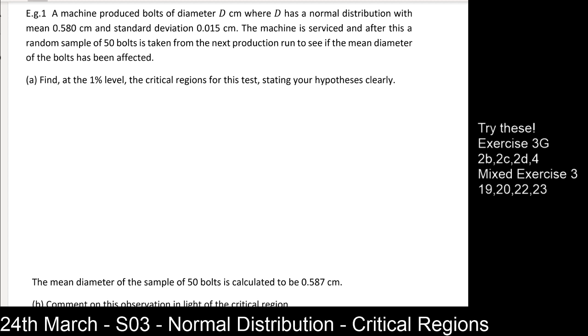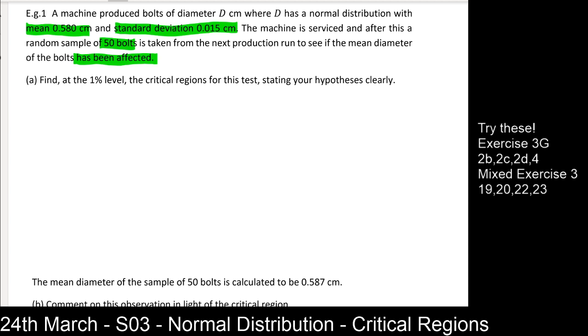So in this example, we've got a mean of 0.580 and a standard deviation of 0.015. Okay, in the questions, you should always be given the standard deviation for these hypothesis tests. The machine is serviced and a random sample of 50 bolts is taken from the next production run to see if the mean diameter of the bolts has been affected.